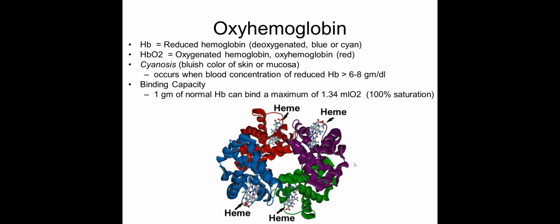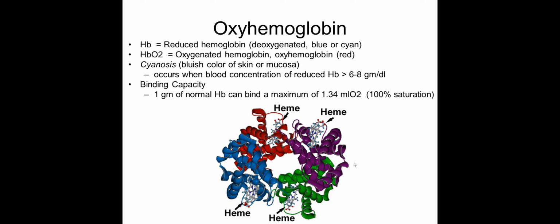Now, Hb often is referred to, I use that just to say hemoglobin, but when you see this in other types of literature, it refers to reduced hemoglobin or deoxygenated hemoglobin. And it gives that blue or cyan color because the iron in the heme is not oxidized, and that's why it doesn't have the red color. HbO2, or oxyhemoglobin, is oxygenated hemoglobin. And this is going to be red because of the oxidized iron.